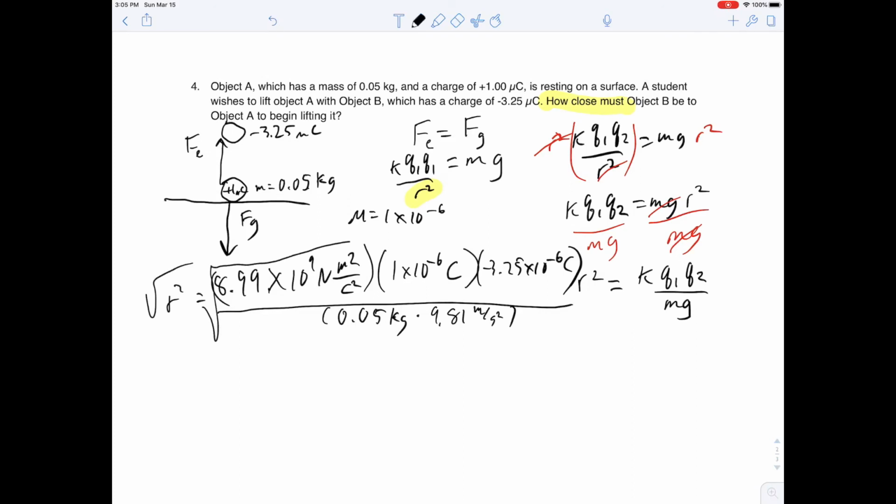I'm going to go ahead and take the square root of all of this. You could square root your other answer, but I just went ahead and did this. And you can check my math, but I got 0.244 meters. So when this object up here is 0.244 meters away, it's close enough to have an attractive electric force that overpowers gravity and is able to lift it up.